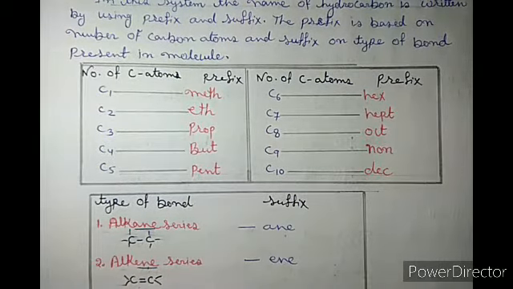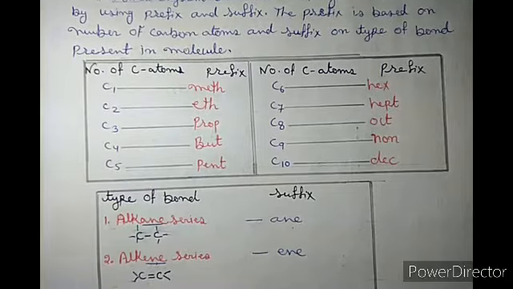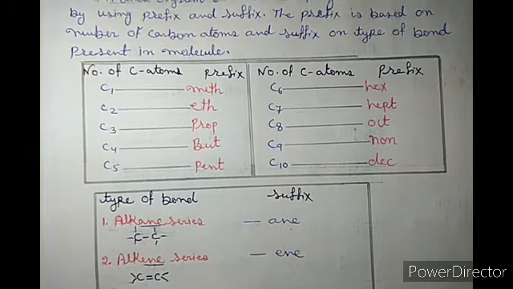Okay, now there is a table which indicates the number of carbon atoms and the prefix used for each. If there is one carbon, then meth prefix is used, but if there are two carbons, then eth. If three, then prop. 4 but, 5 pent, 6 hex, 7 hept, 8 oct, 9 non, 10 dec.